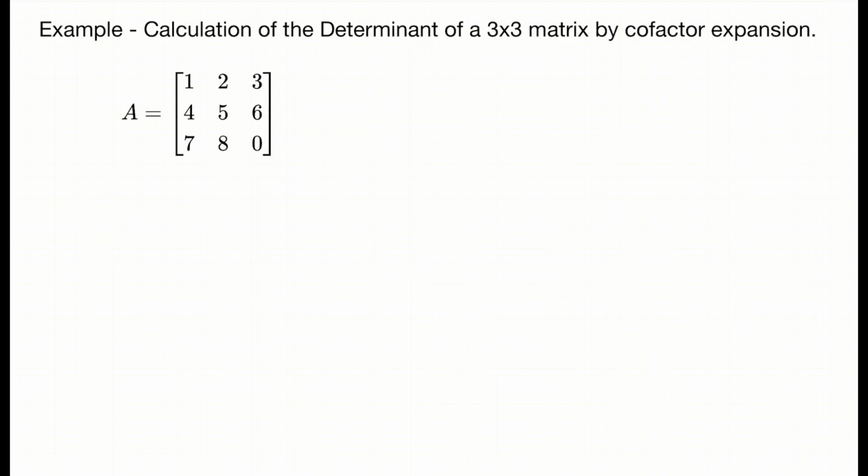Welcome to my video on an example calculation of a determinant of a 3x3 matrix by cofactor expansion. This is a follow-on to an earlier video I did on the method of cofactor expansion, and here I want to just do an example. I'm going to do two methods. The first, I'm going to expand by a row. And then the second part of the example, I'm going to expand by a column. So this is our matrix, matrix A right here.